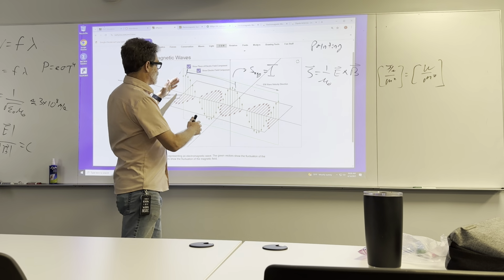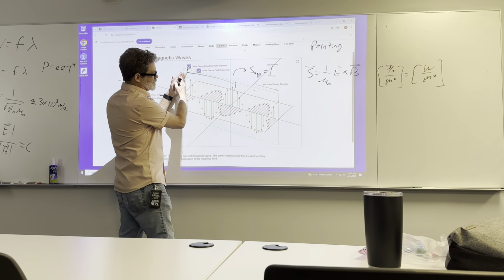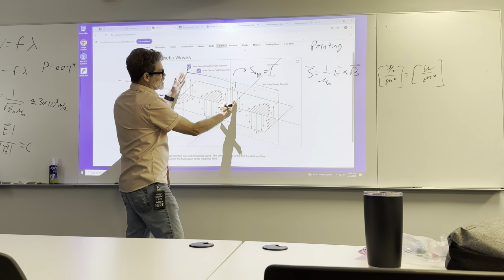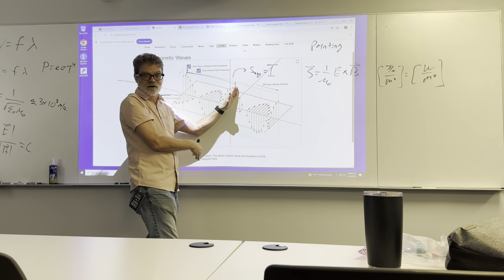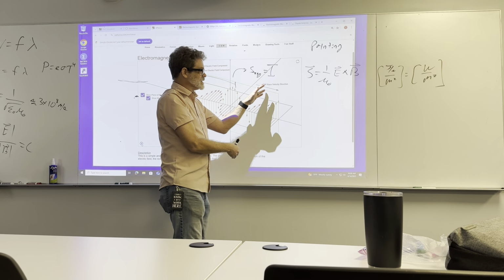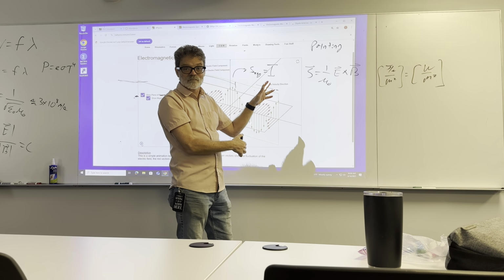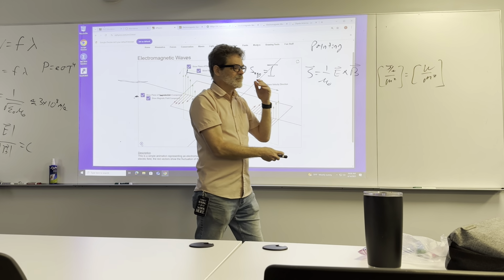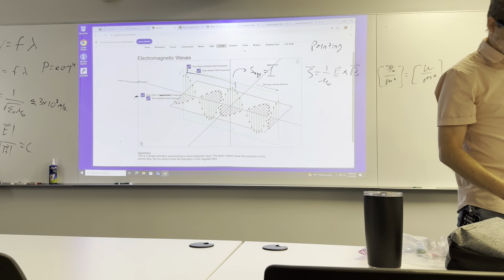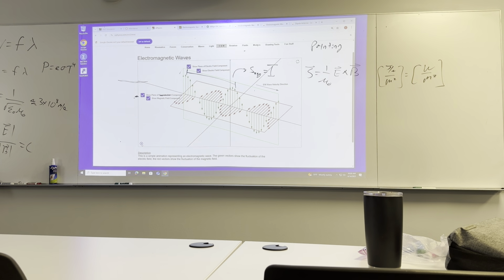If I take a whole cycle of the wave, so maybe I put something here and absorb a whole cycle of light coming in, then I would get the intensity of that light. So it's kind of the energy being deposited per unit area.